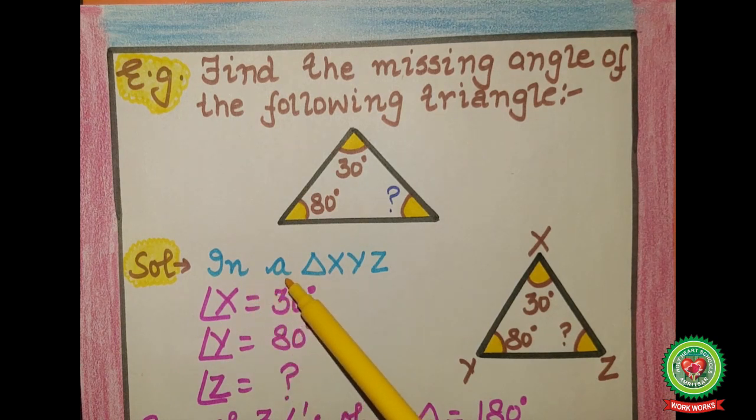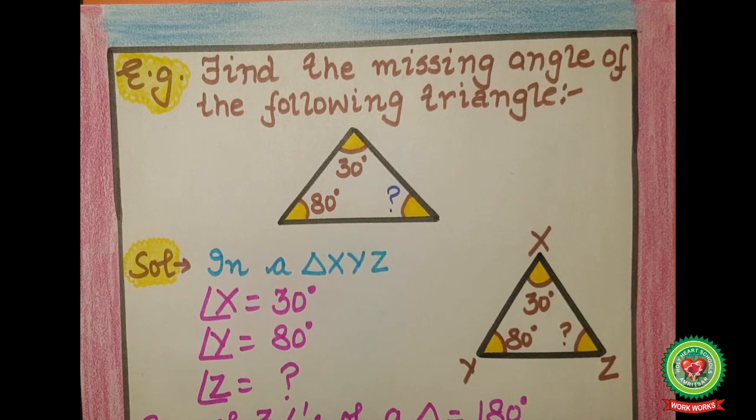So in a triangle XYZ, angle X is equals to 30 degrees. So right here angle X is equals to 30 degree. Angle Y is equals to 80 degree. So angle Y is equals to 80 degree. Angle Z is equals to question mark. That means we have to find out this angle. Angle Z we have to find out. So right here angle Z is equals to question mark. Now what is the next step?